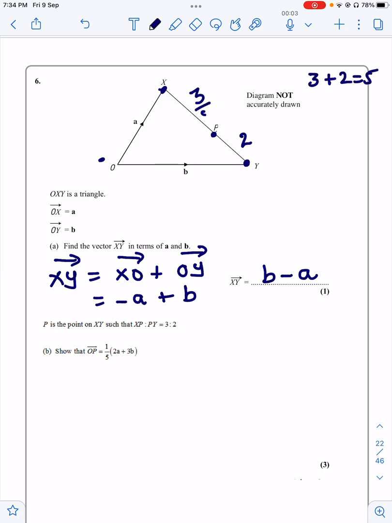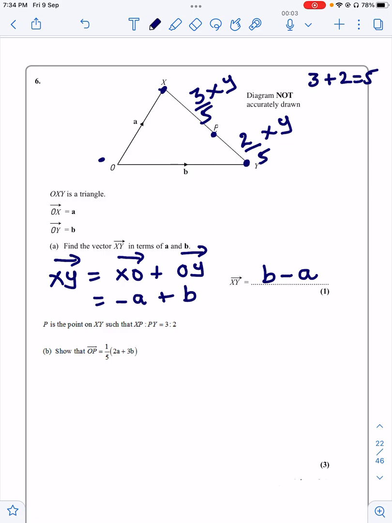So this will be 3 upon 5 and this will be 2 upon 5, first step. X, P and Y are collinear points. Why are they called collinear points? Collinear points are those points which lie on the same line. So remember, collinear points are those points which lie on the same line. Which line? XY. So XP will be 3 upon 5 XY and PY will be 2 upon 5 XY.